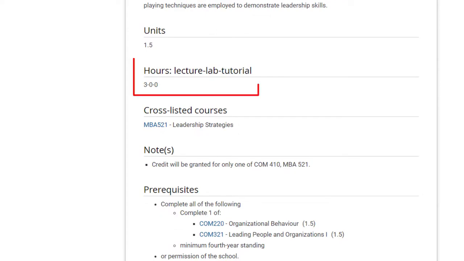Hours of instruction refers to the number of hours of instruction per week for each class. In this case, you'll notice 3 numbers separated by a dash. The first digit indicates the hours assigned for lectures or seminars. The second digit is the hours assigned for laboratory or practical sessions, and the third digit is the hours assigned to tutorials. It's important to remember that if there are multiple components for this class, you need to register in all necessary components to fulfill the course requirements.